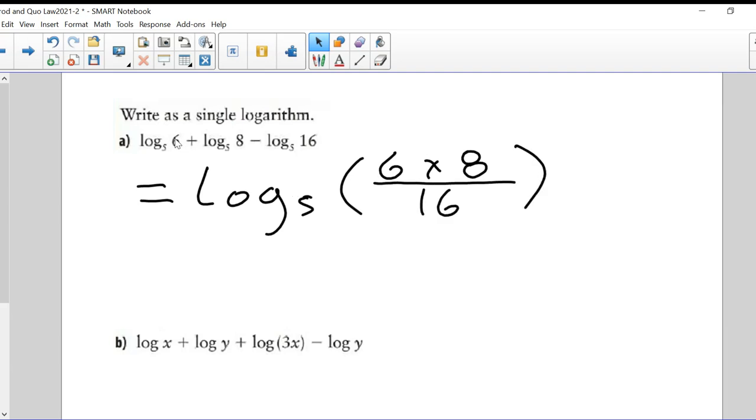Why? Because I'm adding the two logs together, which means I can multiply these two together. And then I am subtracting this one, which means I'm dividing by that one. So that's what the law allows us to do.